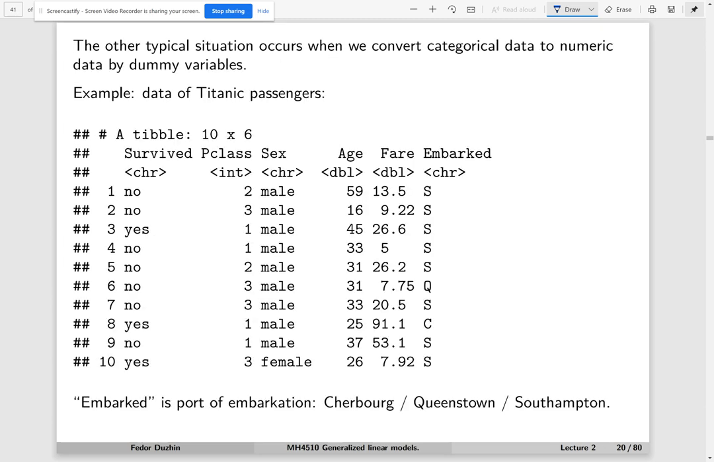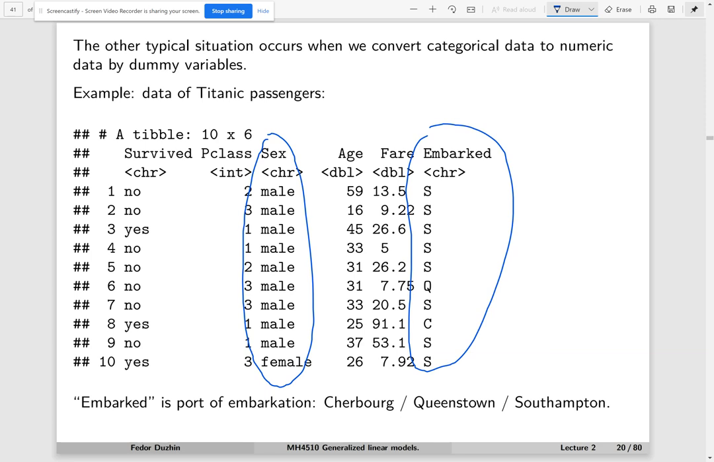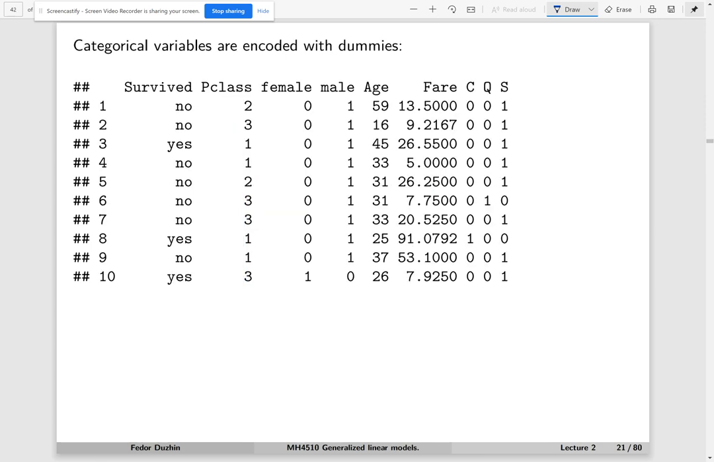Another typical situation occurs when we convert categorical data to numeric data using dummy variables. Here is a typical example: data of Titanic passengers. Every record here is one person. Sex has 2 values, male and female. Embarked has 3 possible values, depending on the port of embarkation: Cherbourg, Queenstown, Southampton. Now, in order to use this data in statistical modeling, we convert them to dummy variables, like this. So we just have zeros and ones.